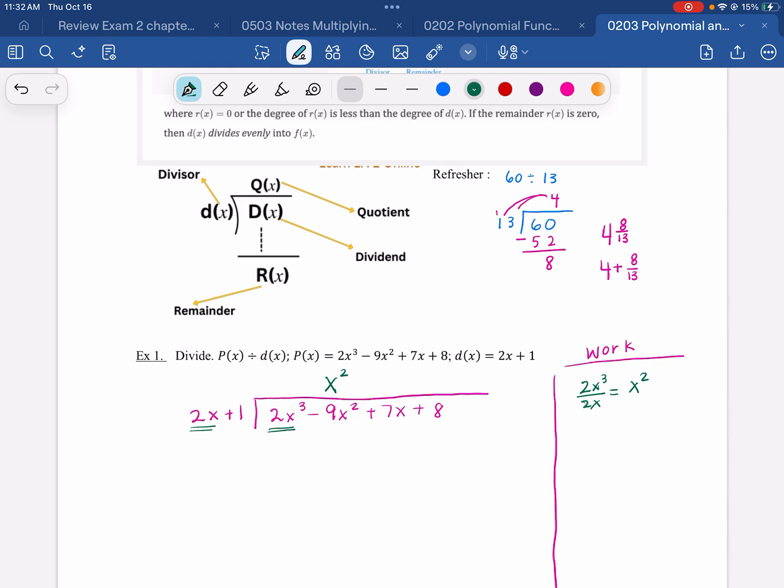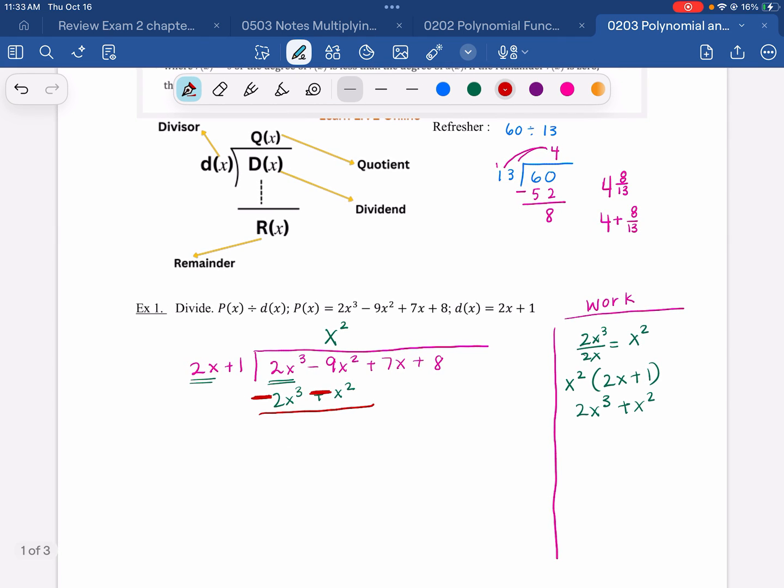Then remember, we took this 4 over here and we multiplied it by the 3 and the 1. So I'm taking my x squared and I'm multiplying it by my divisor, which is 2x plus 1. That means I need to distribute that. That gives me 2x cubed plus x squared. So I put those under their respective spots. So 2x cubed, these should match, plus x squared. What do you need to remember to do? You draw a line and you subtract. That means change your signs. This one's a minus, this one becomes a minus.